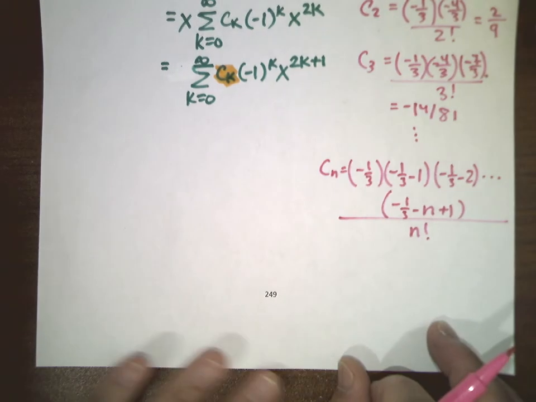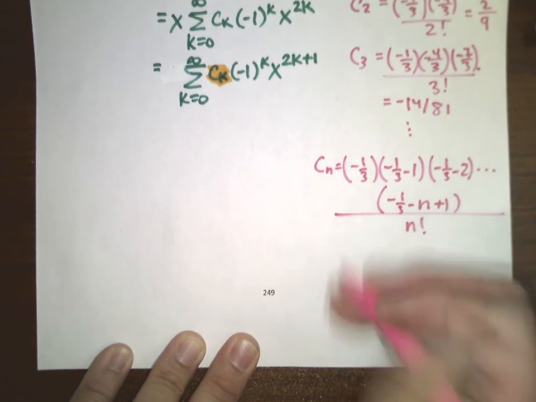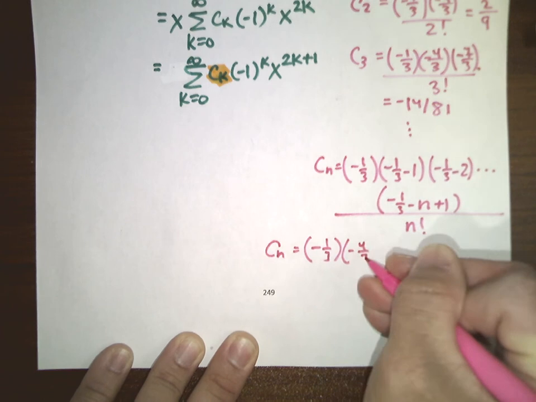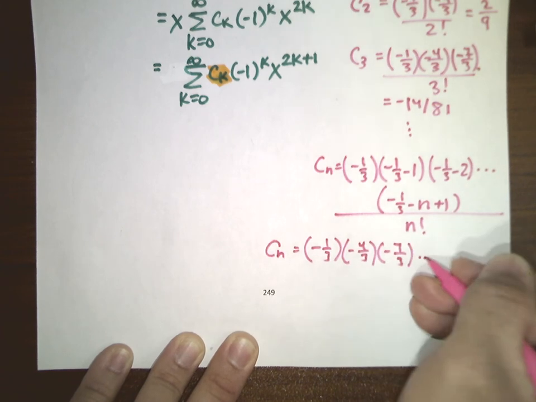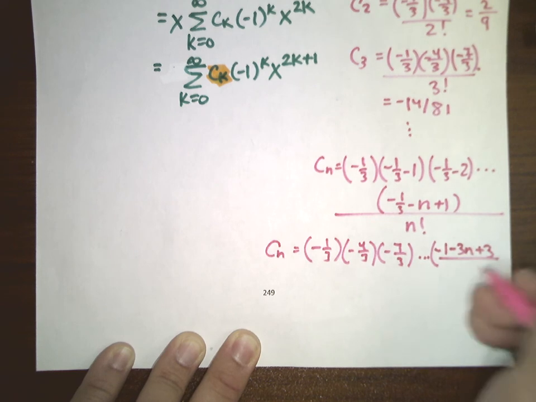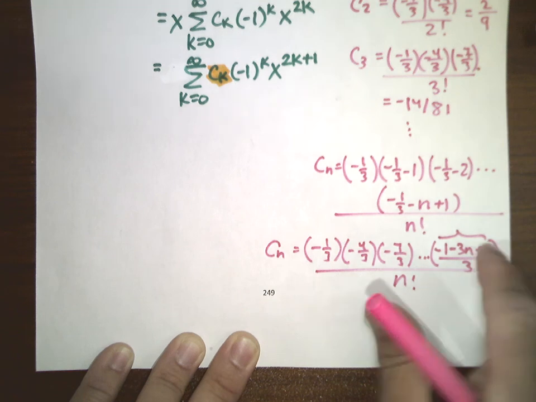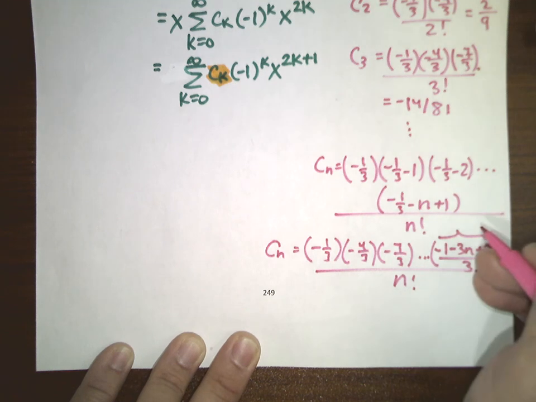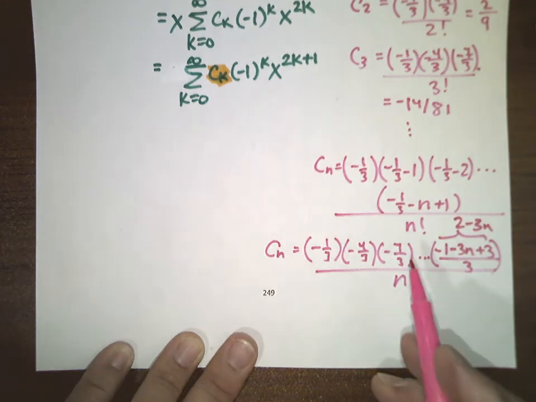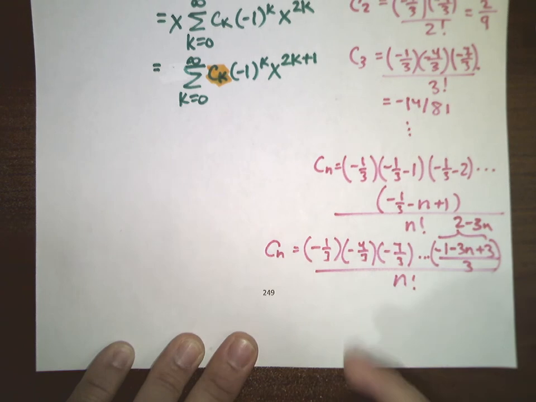All right, so now let's go ahead and find a common denominator for this factor right here. So we have Cn is negative 1/3 times negative 4/3 times negative 7/3 all the way to negative 1 minus 3n plus 3 all over 3, all over n factorial. So if I simplify this right here, what is that going to be? That's going to be 2 minus 3n, and now I will factor a negative out of every term, or every factor here.